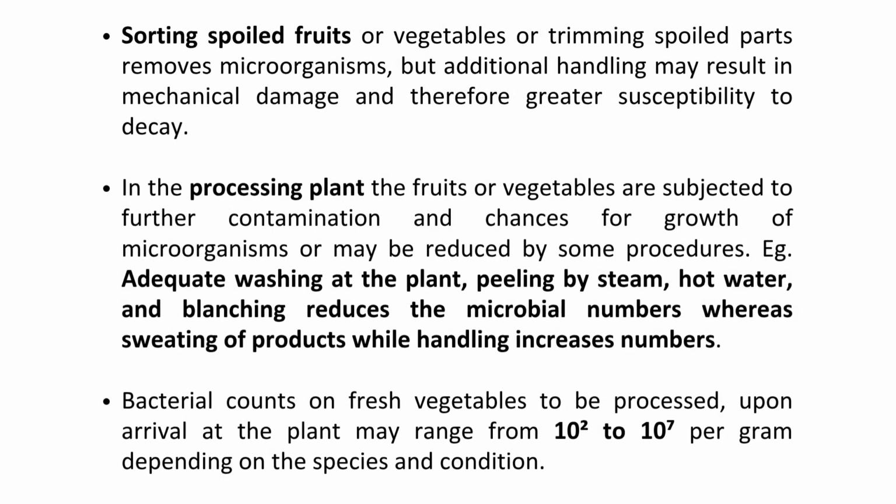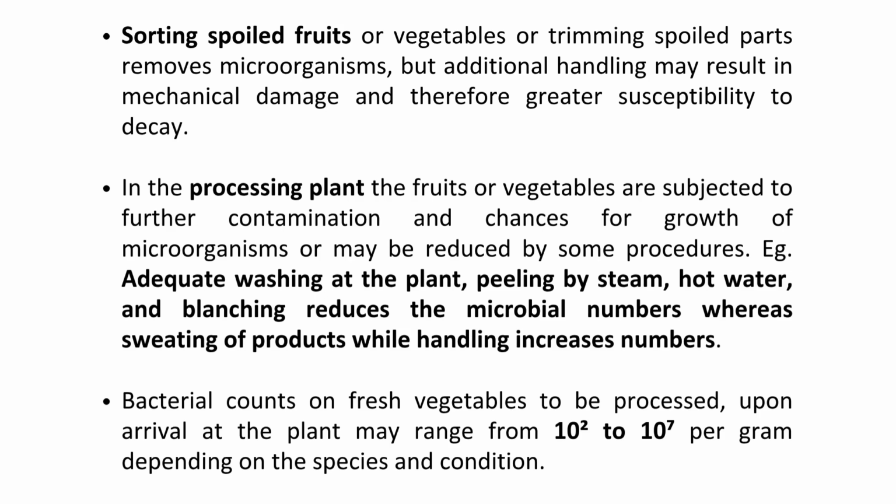Sorting spoiled fruits or trimming bad parts removes some microbes, but the additional handling can cause mechanical damage, making the produce even more susceptible. In the processing plant, fruits and vegetables face further contamination. Some procedures like adequate washing, steam peeling, and blanching reduce microbial numbers. But others, like sweating of products during handling, can increase them.